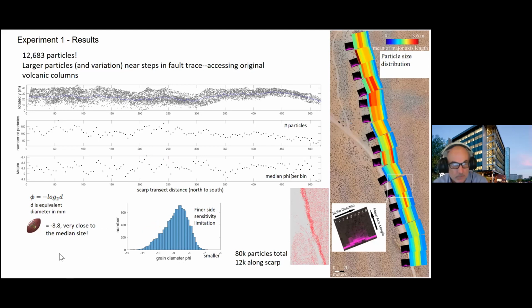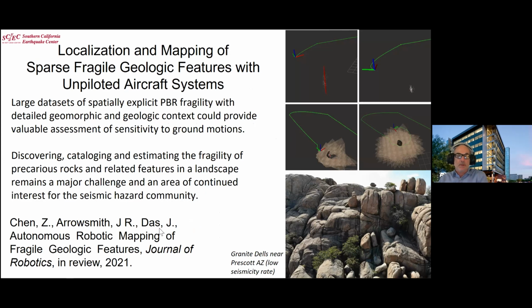So I have one final bit here on precariously balanced rocks. So I'm going to 3D now. We've shown you we can find rocks in 2 dimensions. What about 3D? So, localization and mapping of sparse fragile geologic features with unpiloted aircraft systems. This is a paper that's in review right now in the Journal of Robotics. And we think that the typical way people have looked at PBRs is to take individual ones and study them in great detail.